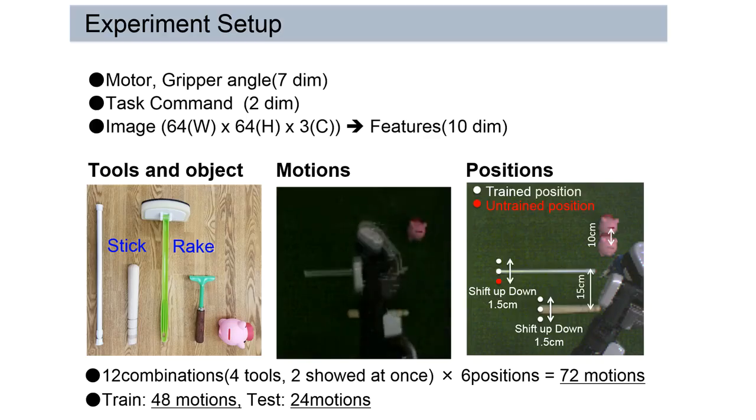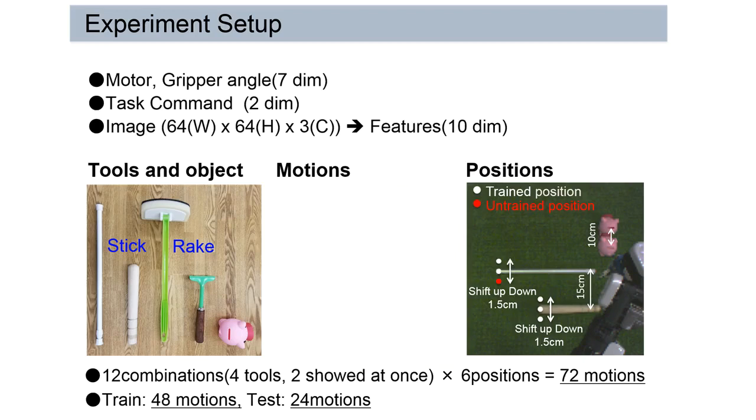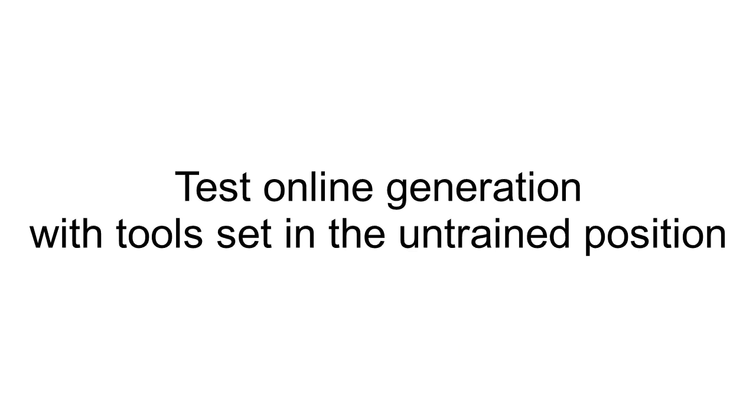This is the experiment setup. We prepared two stick-shaped tools and two rake-shaped tools, and allowed the robot to do pulling actions or sliding actions. The initial positions of tools are as shown in the figure on the right, and we evaluate using tools put on the red point. We will show the result of the online generation with tools set in untrained positions.